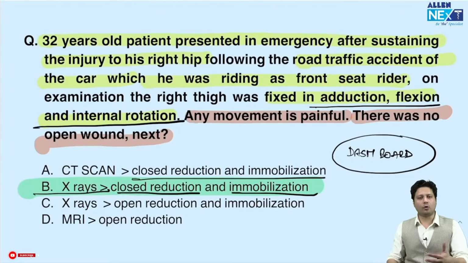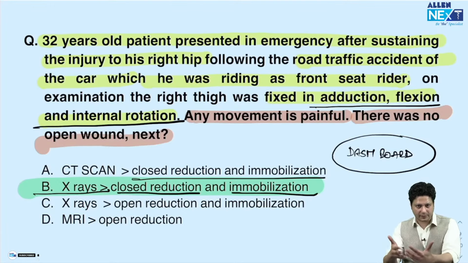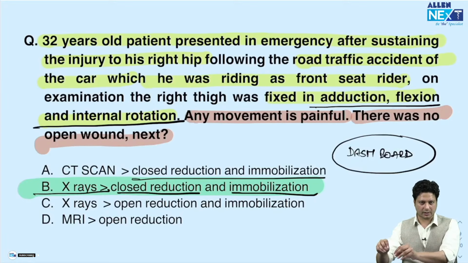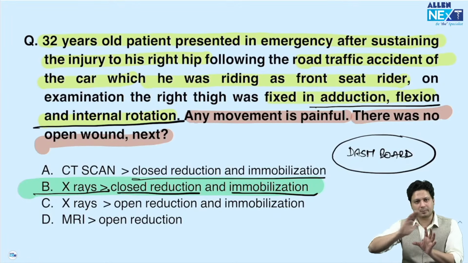All right. So you have to go for X-rays. On the X-ray you have diagnosed it. Then you have to perform the closed reduction. After reducing it, you have to immobilize the limb by the placement of a traction. All right. So that is the correct procedure.